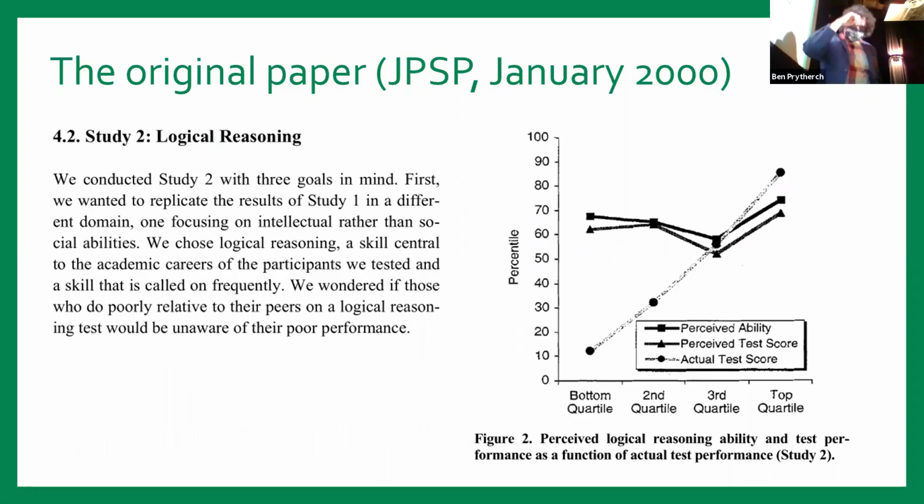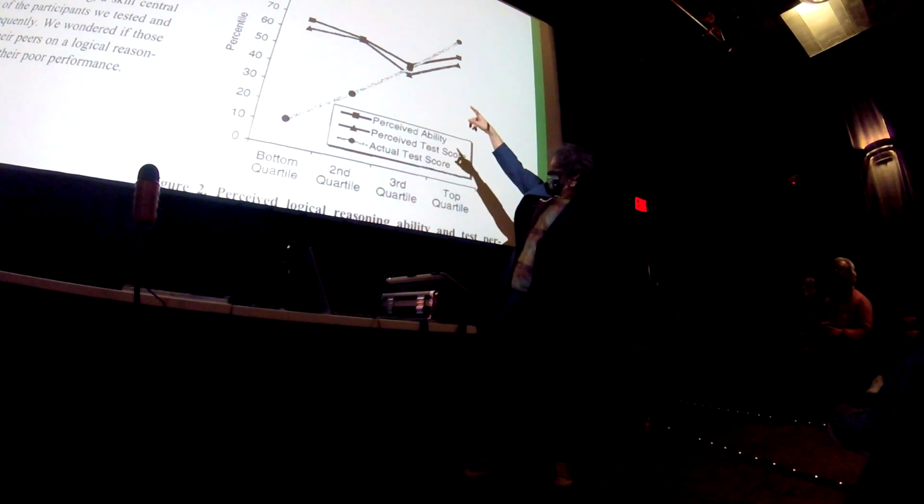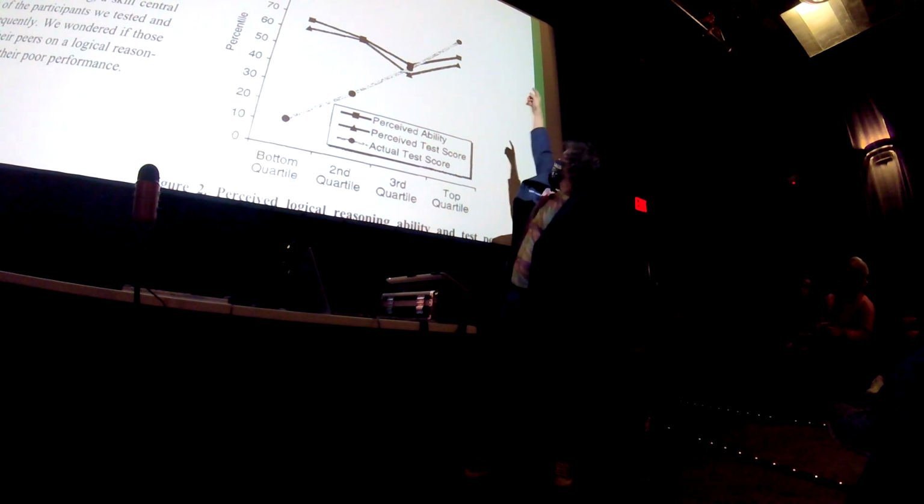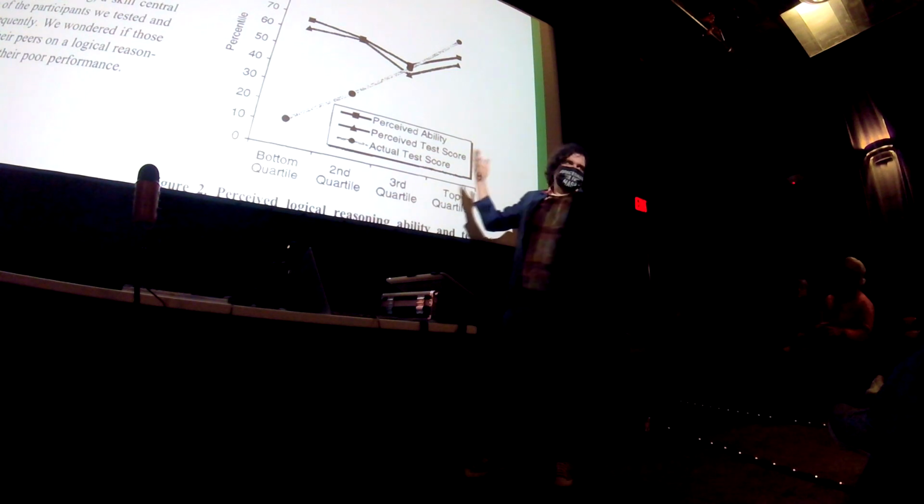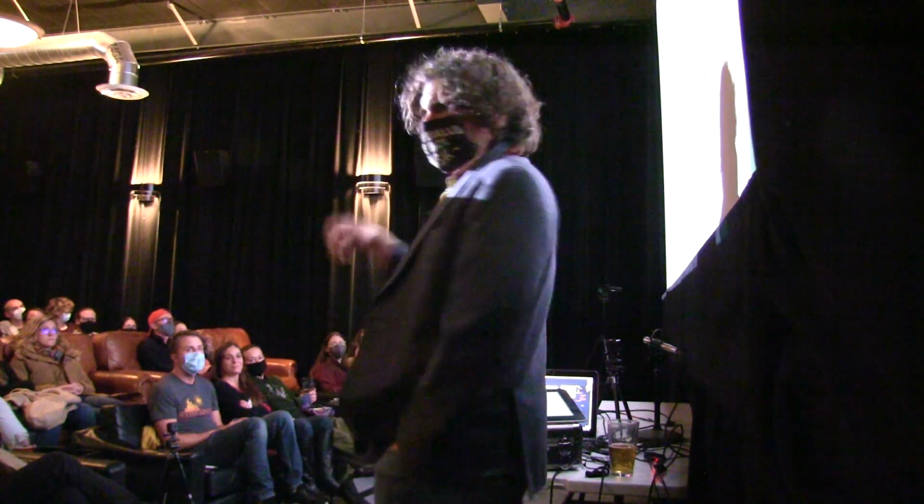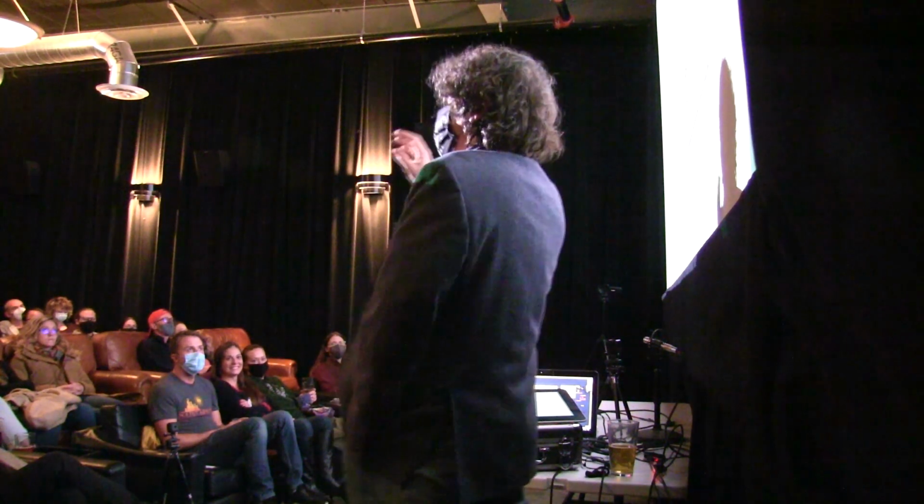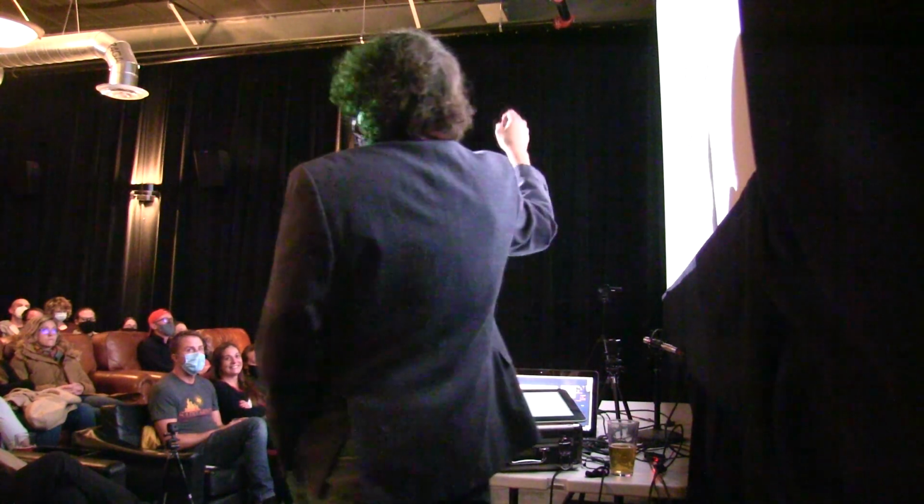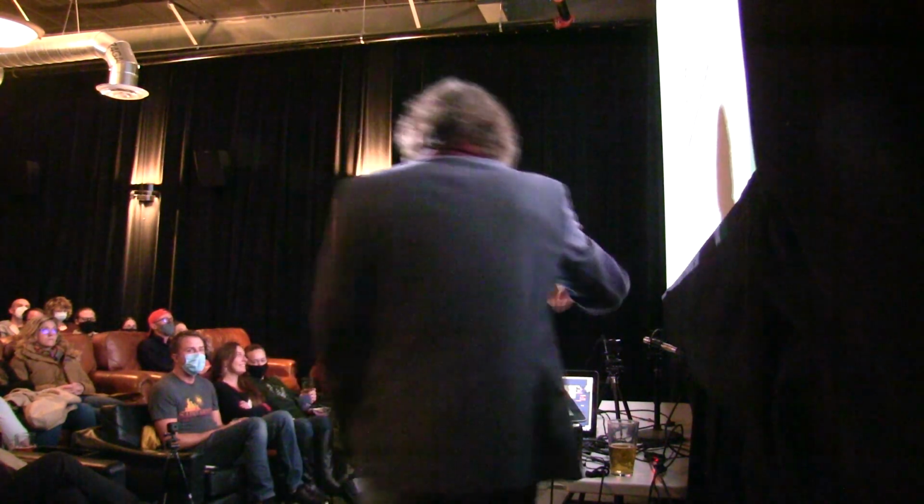They did logical reasoning. Same basic idea. We see, going across, it's kind of flat from bottom to second, dips down a bit to third, and then goes up a little bit for the top. Again, they take the logical reasoning test, and then they're asked how they think they did relative to everybody else. So on the percentile thing, I want to be clear, they're asking how do you think you did compared to everybody else who did this?